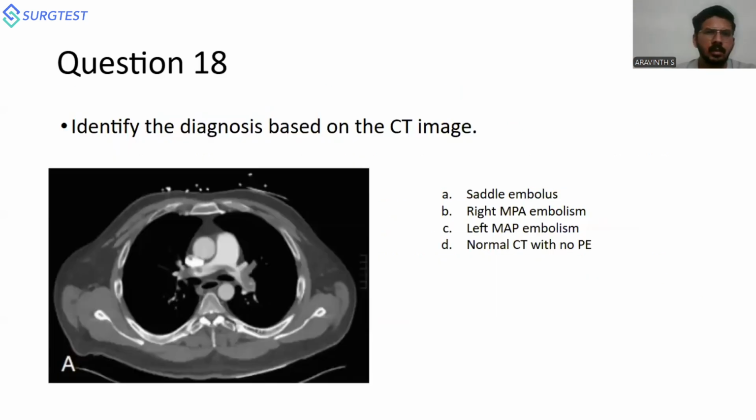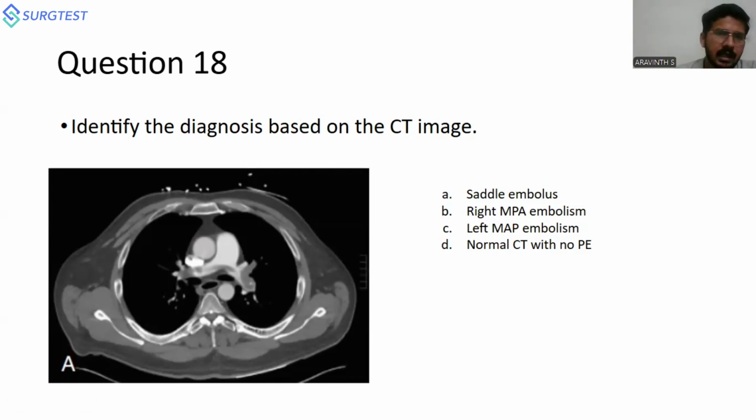Right. So identify the diagnosis based on a CT image. Sometimes you have image-based questions that come in the exam. You usually have around 10 to 15 of them, but it always varies between sessions. So A, saddle embolus. B, right main pulmonary artery embolism. C, left main pulmonary artery embolism. Sorry for the typing error there. D, normal CT with no PE.